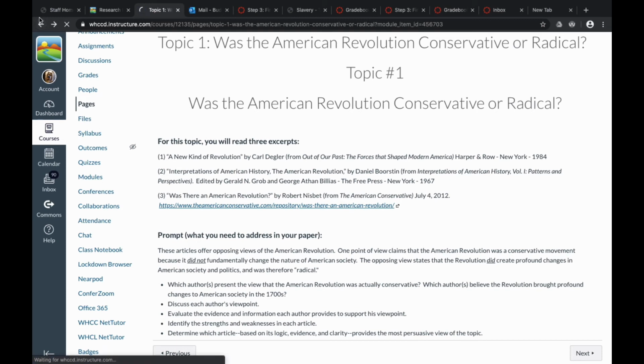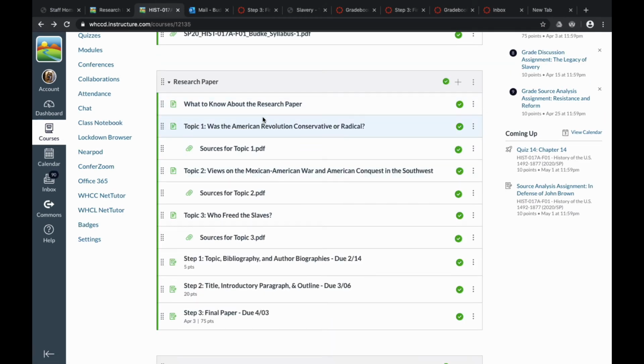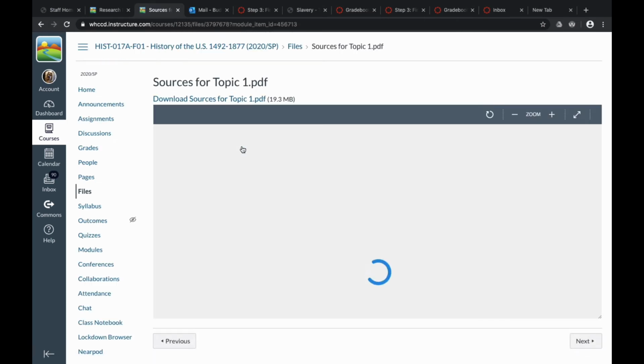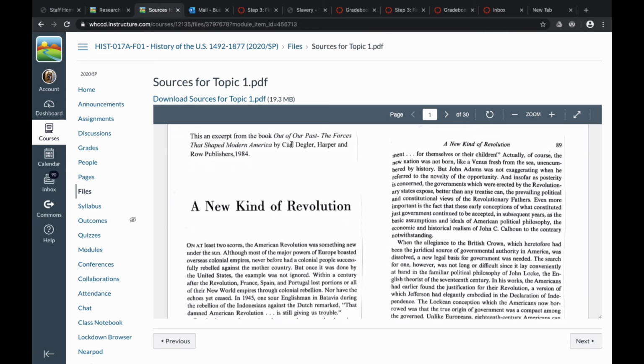Now let's go back really quick, and now that we know what we need to achieve in this paper, we're going to open up the sources for topic number 1. Again, this is all operating on the scenario that you chose topic number 1. Okay, so we're going to open it up, and here's our first source. Right? Out of Our Past, The Forces That Shaped Modern America is the book by Carl Degler. A New Kind of Revolution is the chapter from that book.